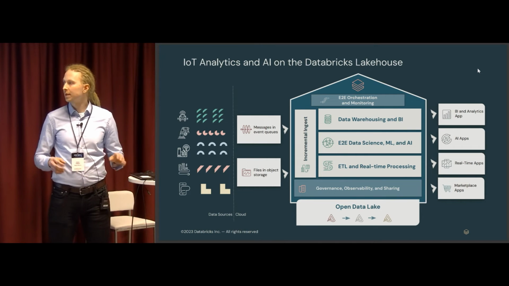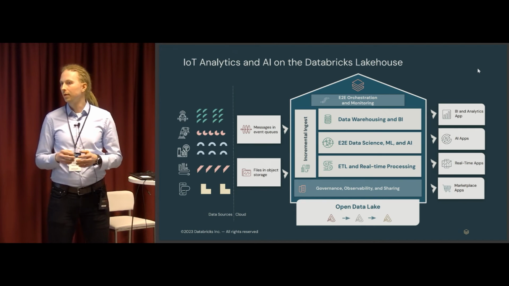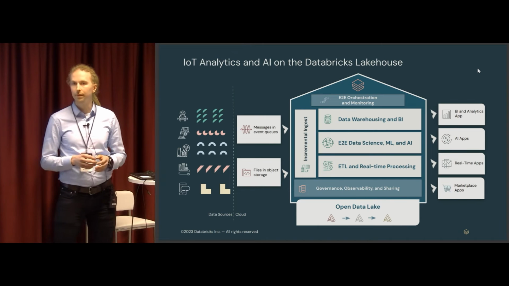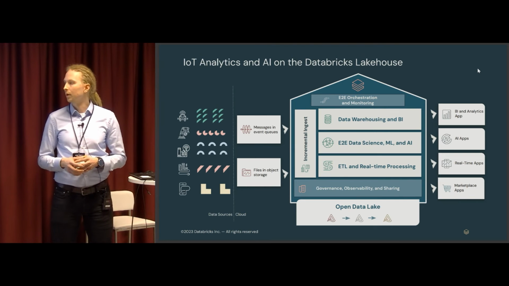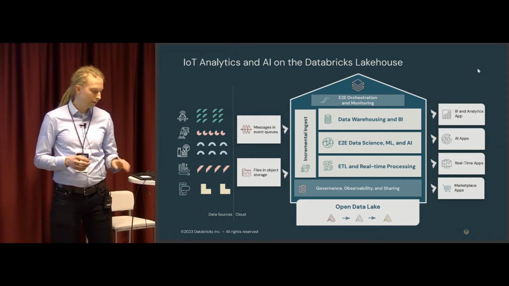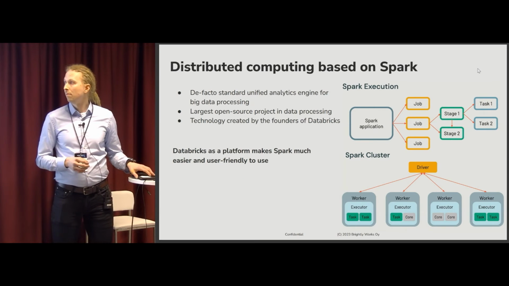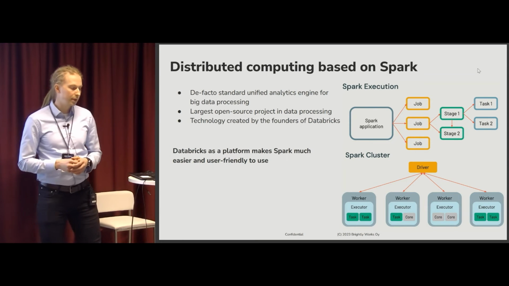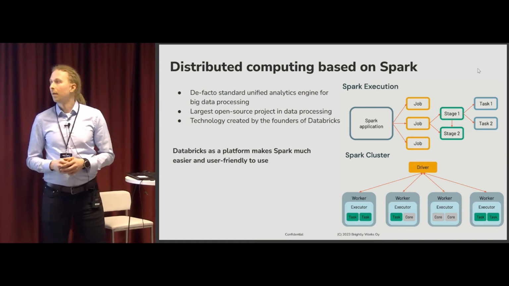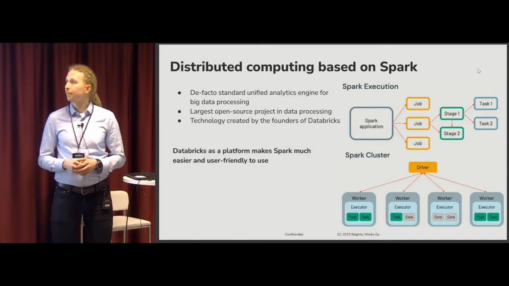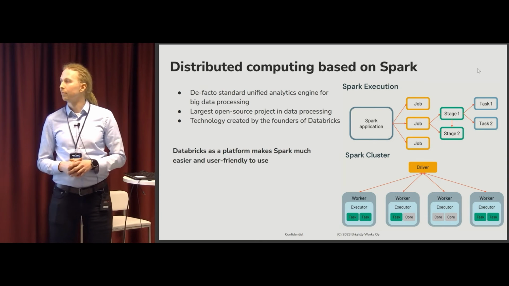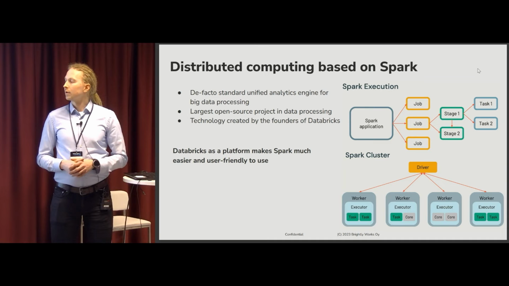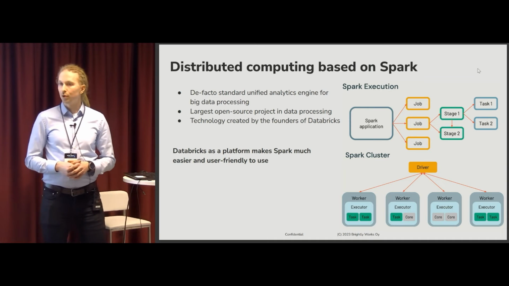Basically, because it's open, inside the company you can more easily combine different tables and different kinds of data sets to do what you need to do with the data. And how this is achieved is that the engine of Databricks is Spark. It is nowadays the de facto standard unified analytics engine for big data processing. It was actually created by the founders of Databricks some 10 years ago.